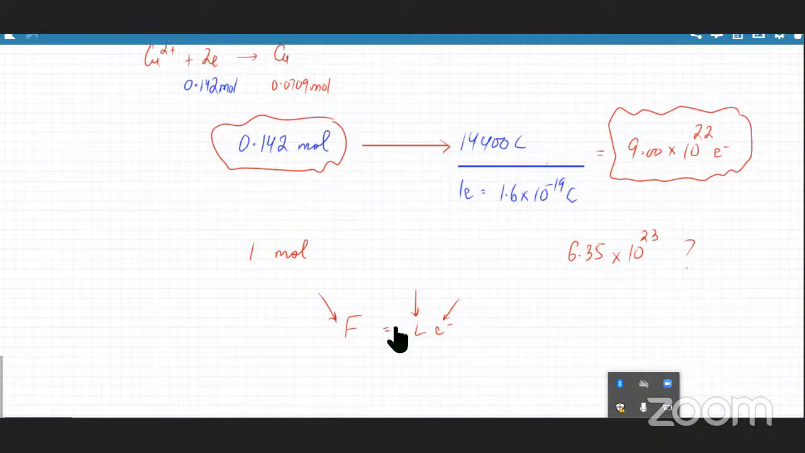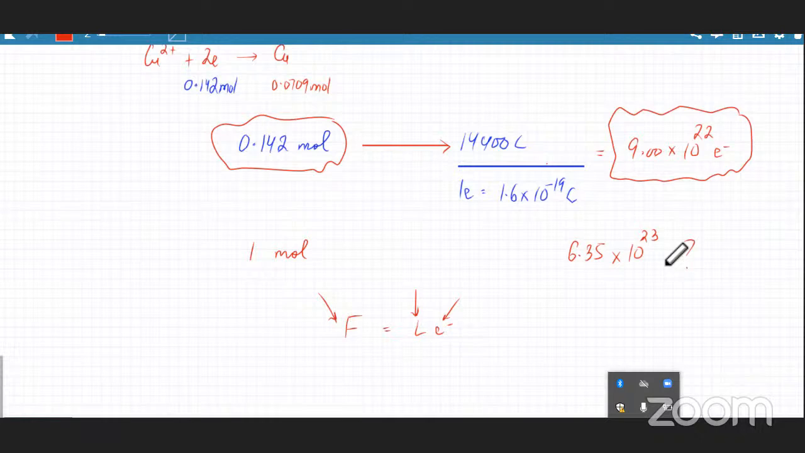Sir, but that's how I got the last answer. How did we do it? We got 9 times 10 to the power 22 electrons, and then what did we do after that? We had to figure out what 1 mole is equal to. 0.142 moles of electrons is equal to these many electrons, right? So we just use ratios. If 0.142 moles has these many electrons, then how many electrons would 1 mole have? We got this. Okay, makes sense.